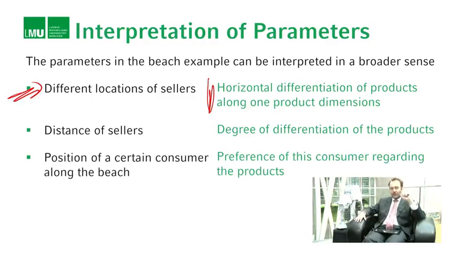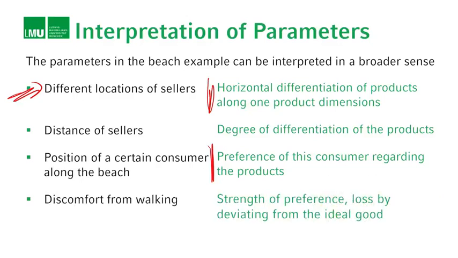The position of a specific consumer along the beach can be reinterpreted as the preference of this consumer regarding the product. In other words, if there is a product that's located right where I am, this is simply going to mean that I'm buying my ideal product. I'm buying the perfect product for myself.